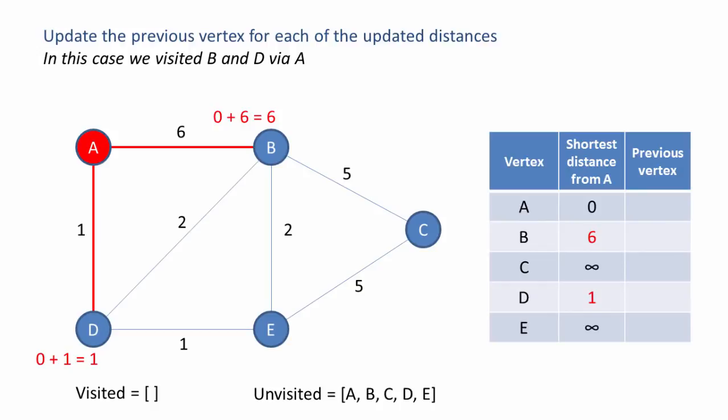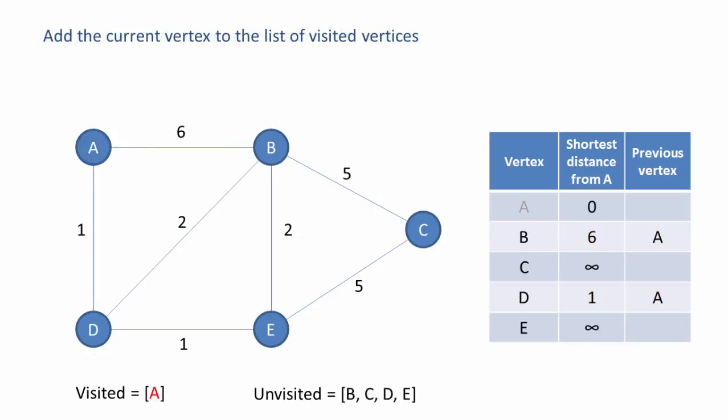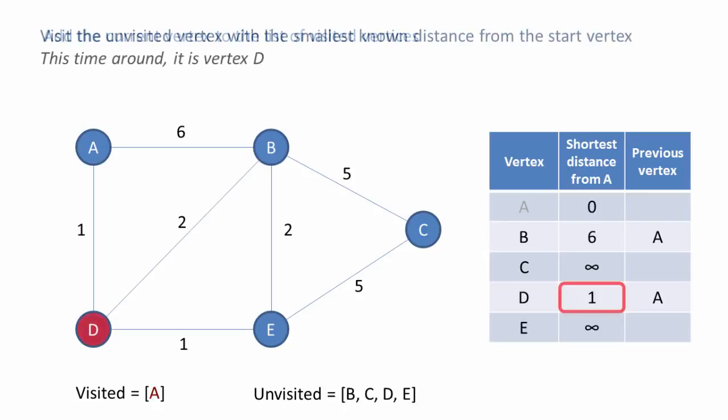Now we update the previous vertex for each of the updated distances. In this case, we visited B and D via A, so we'll write this information into the previous vertex column. Now add the current vertex to the list of visited vertices. We won't be visiting A again. Now the algorithm begins to repeat. Visit the unvisited vertex with the smallest known distance from the start vertex. This time around, we can see in the table that it's vertex D.